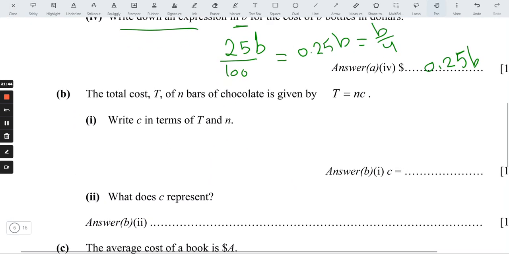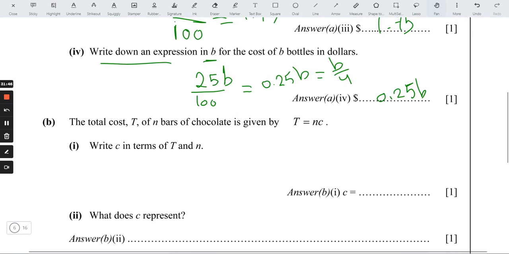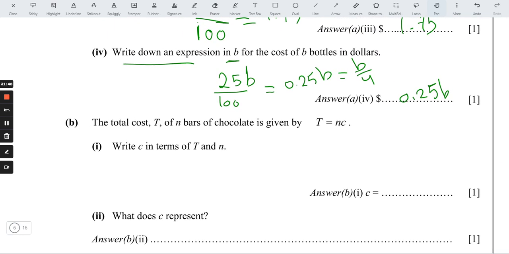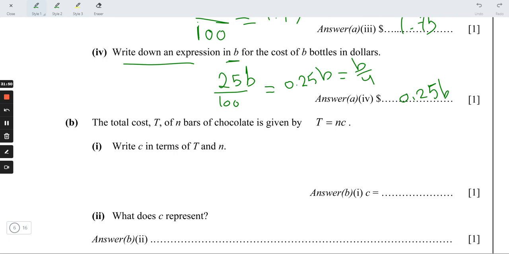Now the total cost T of n bars of chocolate is given by T. Write C in terms of T and n. Change the subject of the formula. They need C to be the subject, so I will divide both sides by n. Dividing both sides by n, we get C equals T over n.